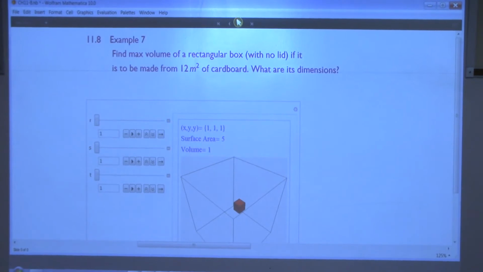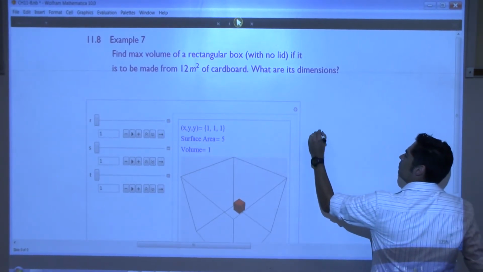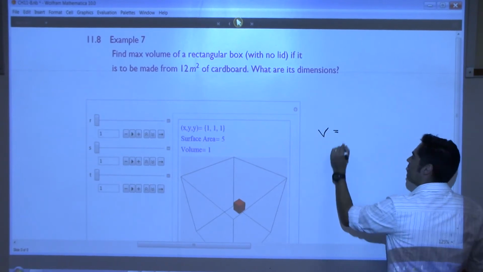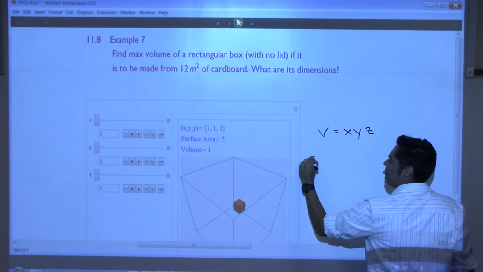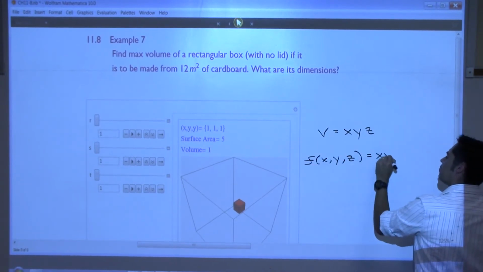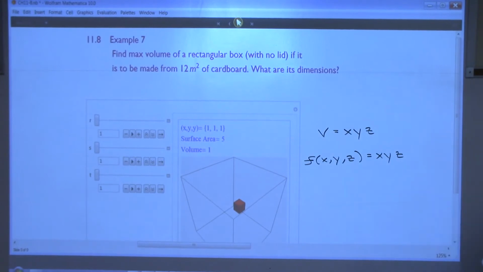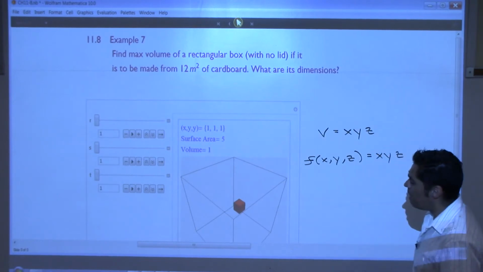Maximum what? Volume. What's the volume of a rectangular box? Length times width times height. So why don't I call it x, y, z? Does that make you happy that this is going to be a function of three variables? X, y, z, yeah? Okay, constraint. All right, so let's talk about the constraint. This box has no lid.